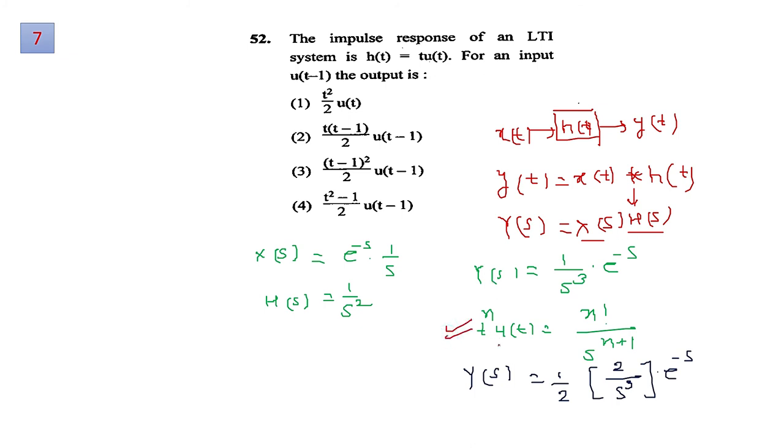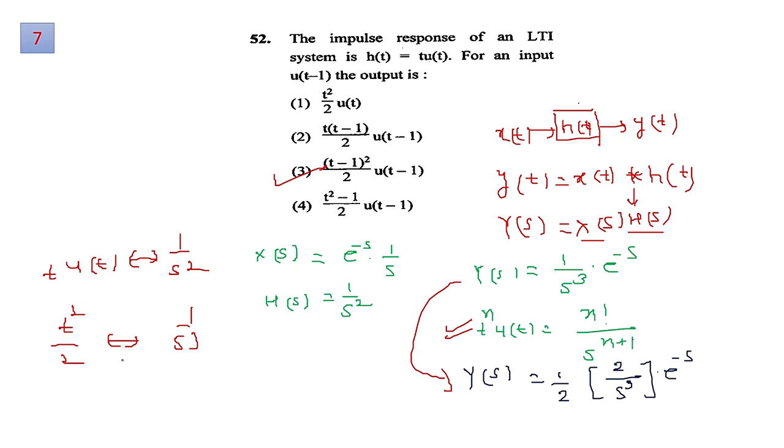We can use this relation of Laplace transform and multiply and divide this term by 2, so you will obtain the value of y(t). Option number 3 will be the correct answer for this question, because t u(t) has a Laplace transform of 1 over s squared, and t squared by 2 has 1 over s cubed. Now it is shifted, so there is a shift in t, and it becomes (t minus 1) squared divided by 2.